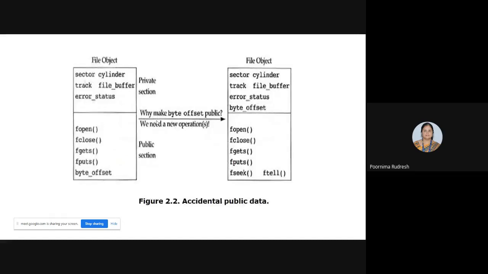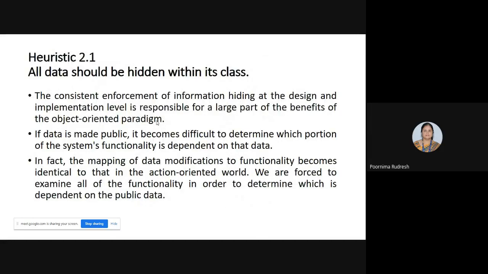Clear? So as and when possible, it is very important to define the data as private data rather than declaring it as public data. If we declare it as public data, then it is very difficult to determine the system functionality which is depending on that particular data. Clear? So this is about heuristic one.